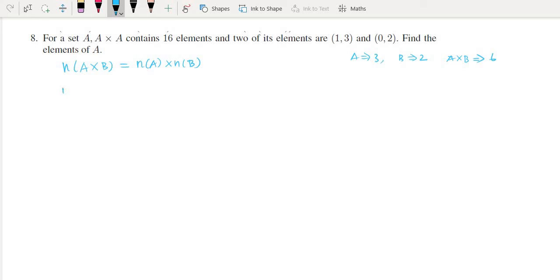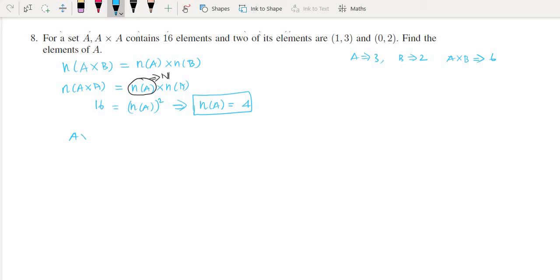So for this case, the number of elements in the Cartesian product of A and A: n of A cross A is nothing but n of A multiplied by n of A. So here we have 16, n of A the whole square. n of A is a natural number, and a natural number multiplied by the same number is that number squared. So this will give us n of A is equal to 4. So A has 4 elements.